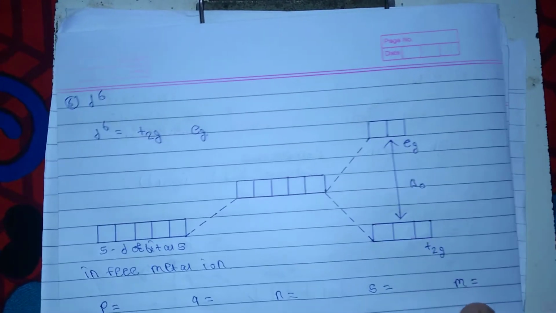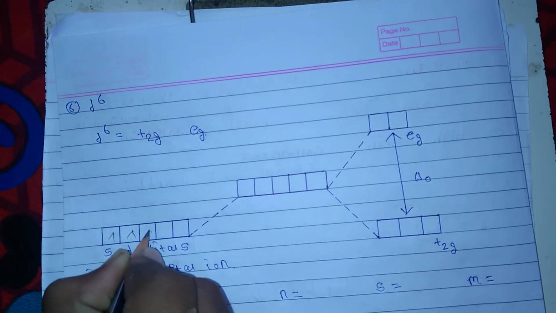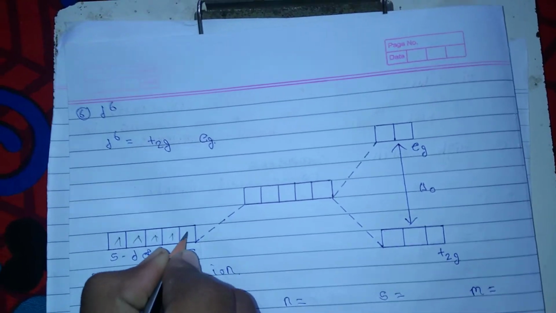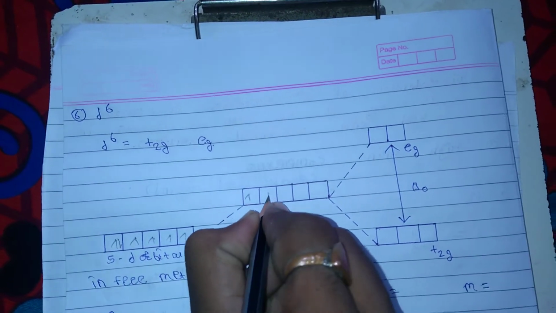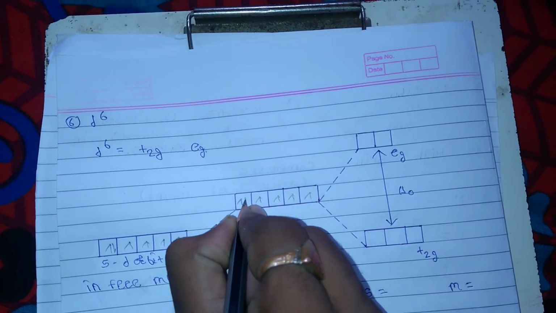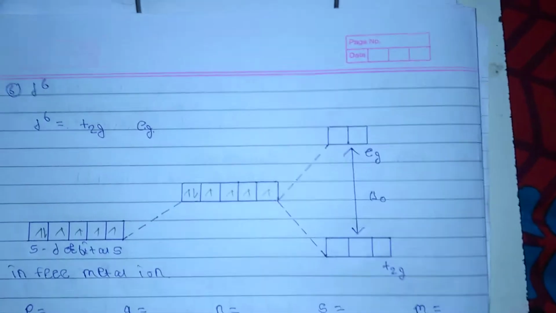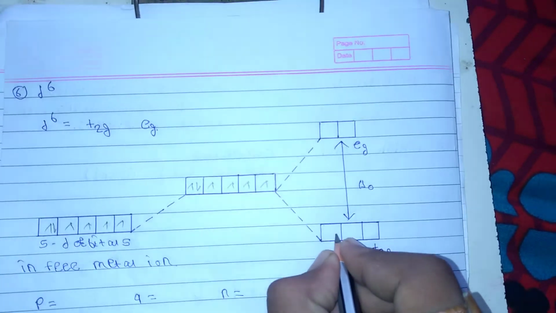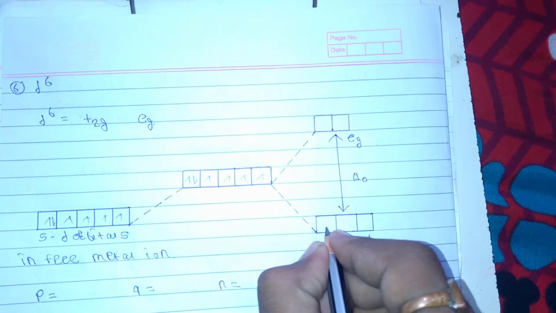Now 6 is D6. D6 means 6 electrons, 1, 2, 3, 4, 5 and 6. In the D6 configuration, there are 6 electrons. We distribute the 6 electrons on the basis of high spin complexes. High spin complexes means weak field ligand.